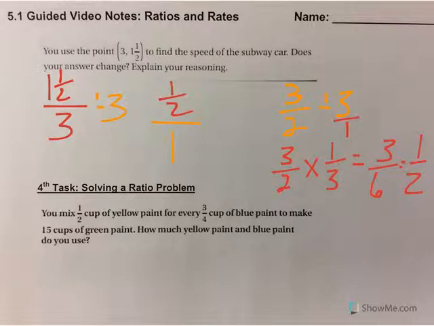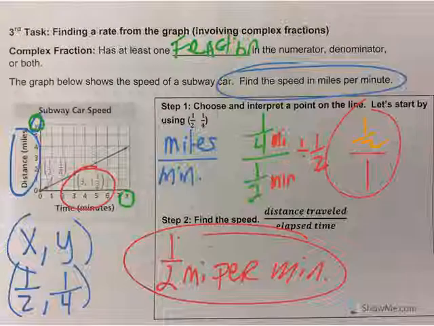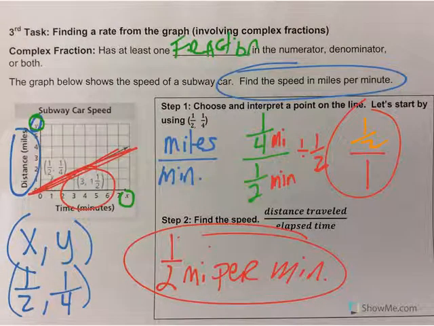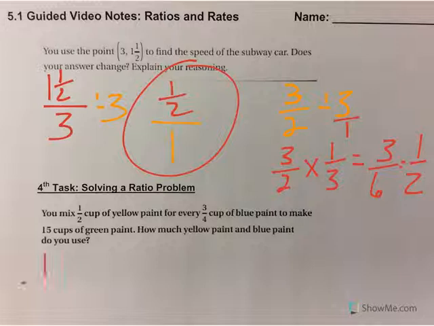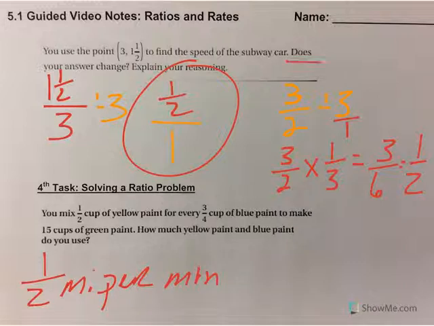Using another ordered pair that's on that line, we get the same thing, 1/2 over 1. So we would write it out as 1/2 mile per minute. And it says, does your answer change? Our answer is no. And explain why. The reasoning is because the two ordered pairs are proportional. The speed of the train stays the same.